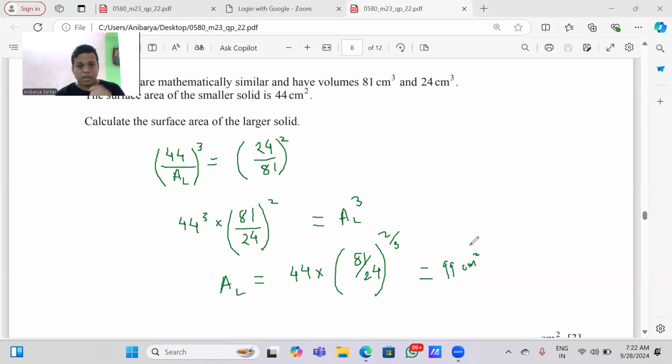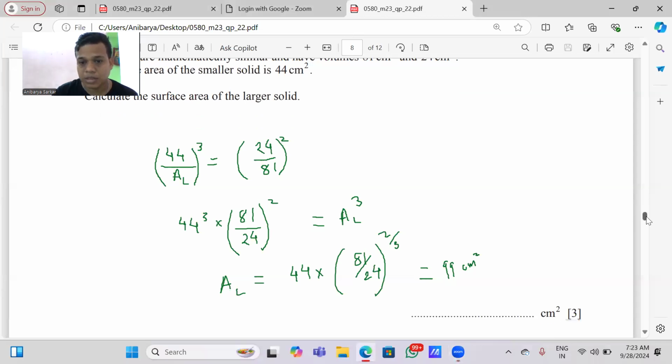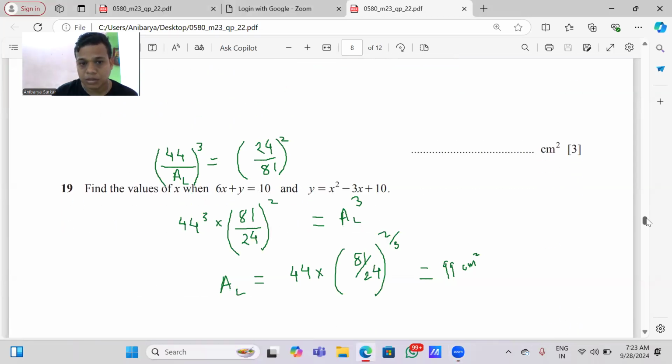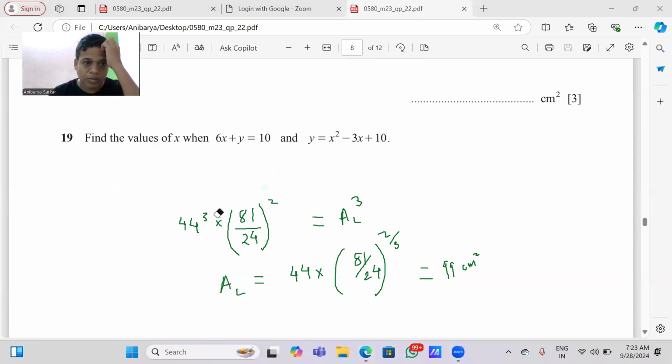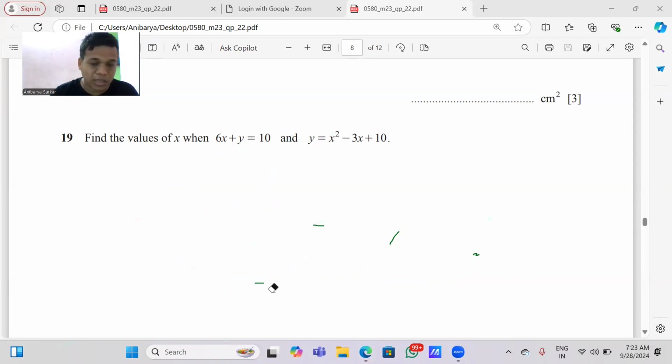Hope you get it. Now we will go for the next sum. Before solving, I erase all this. This sum says: find the values of x when these two equations are given.